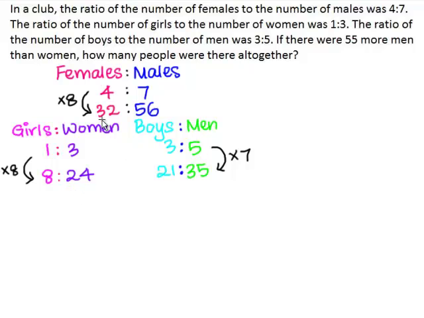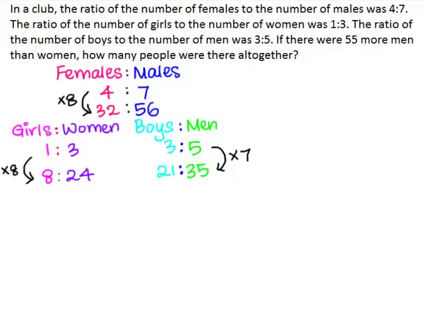This is equal to the number of units for females. The sum of units for boys and men is 21 plus 35, which is 56. This is equal to the number of units for males. With all these ratios in place, we can move on to our working.